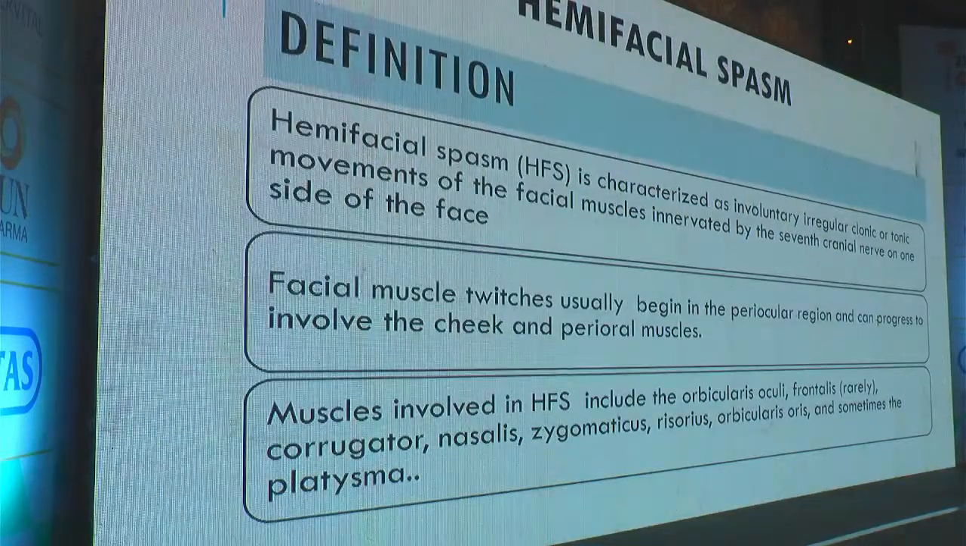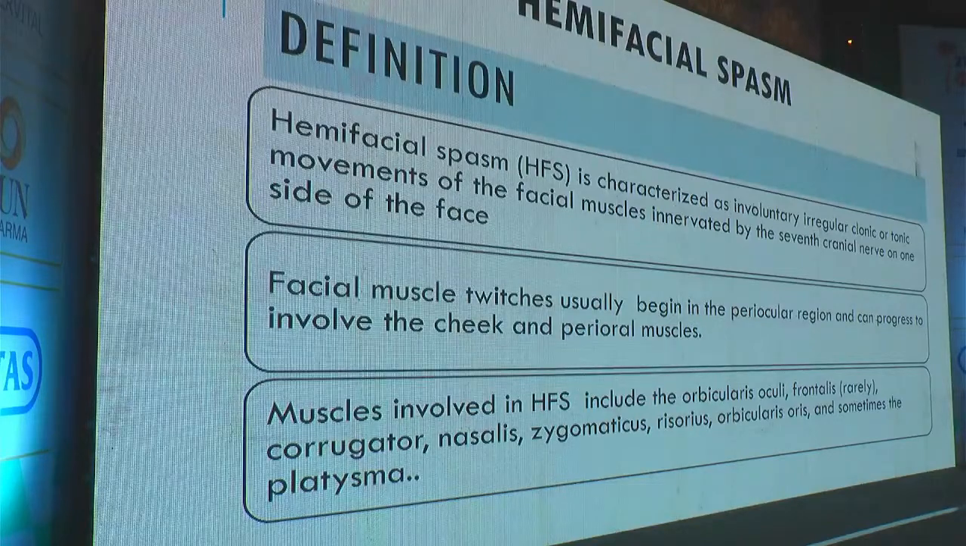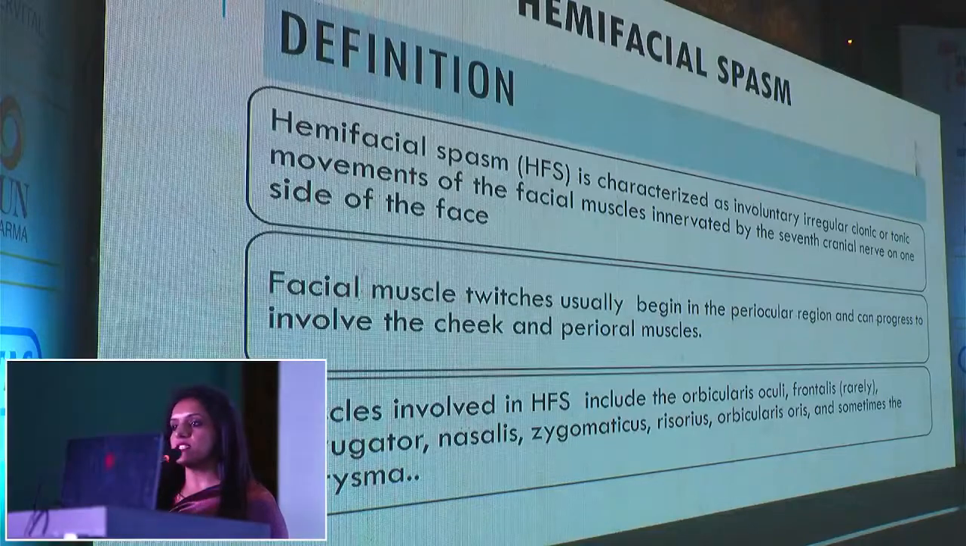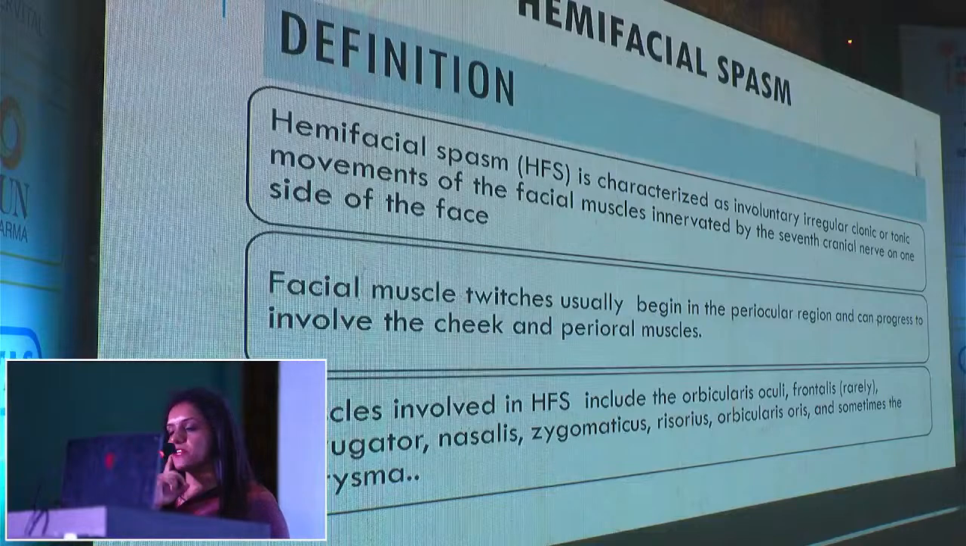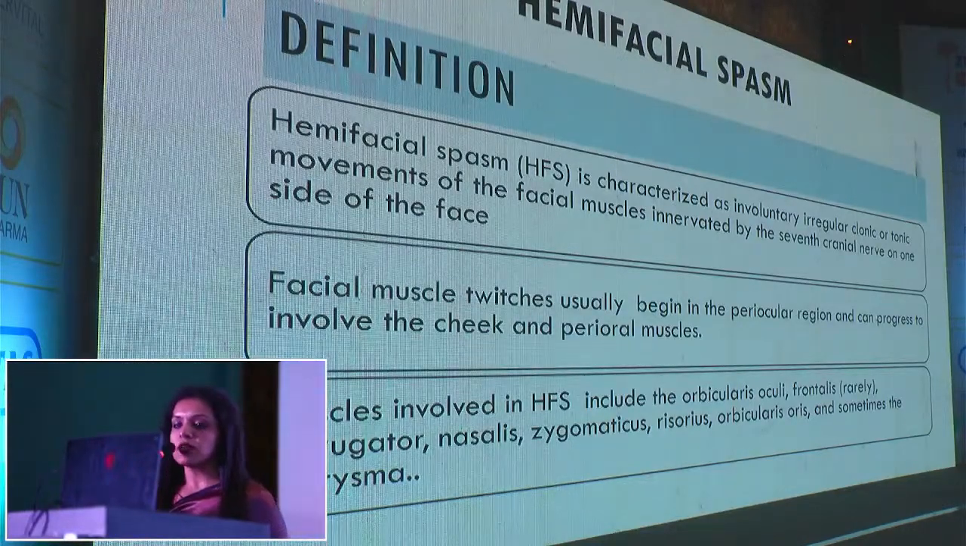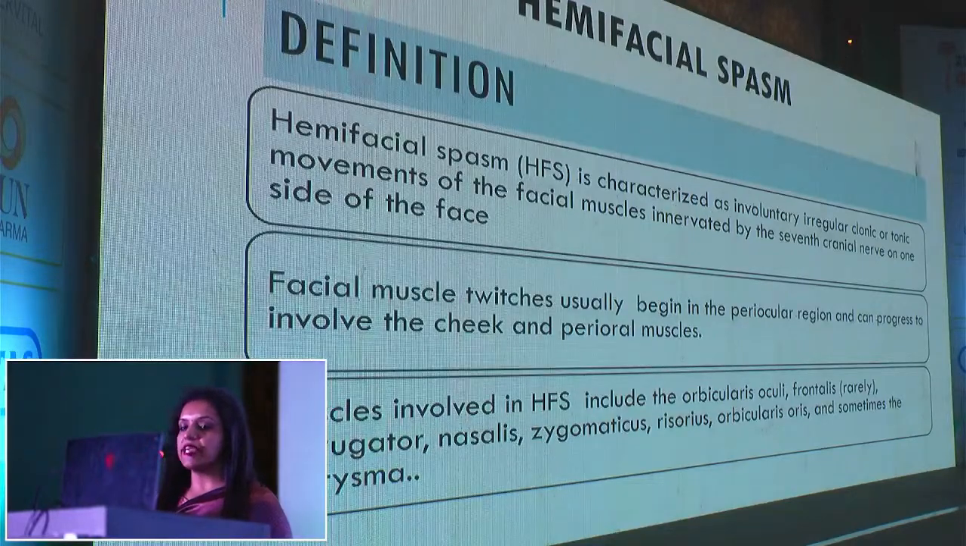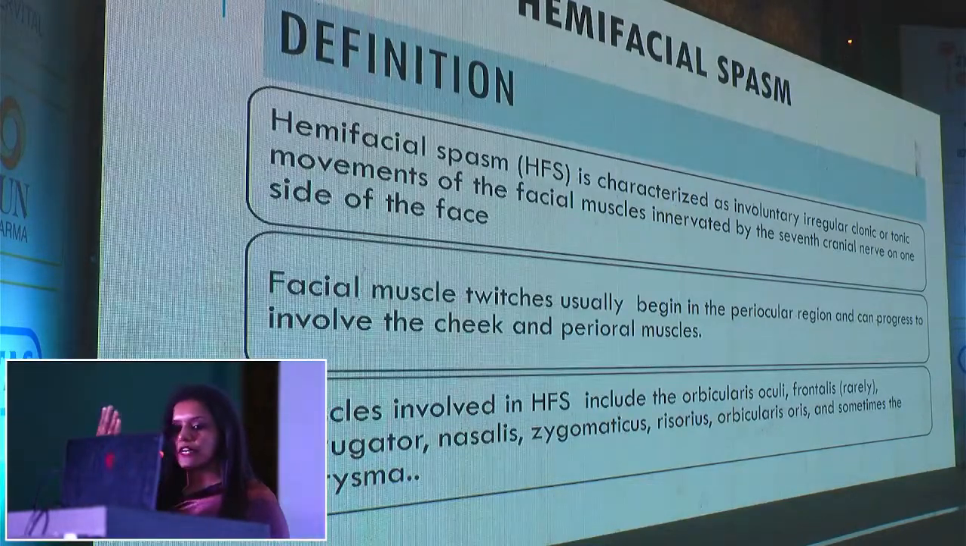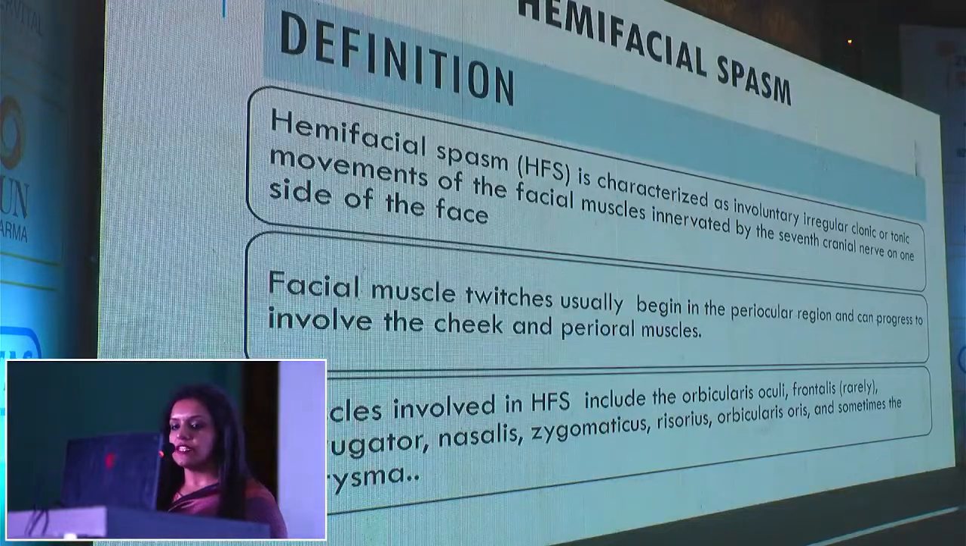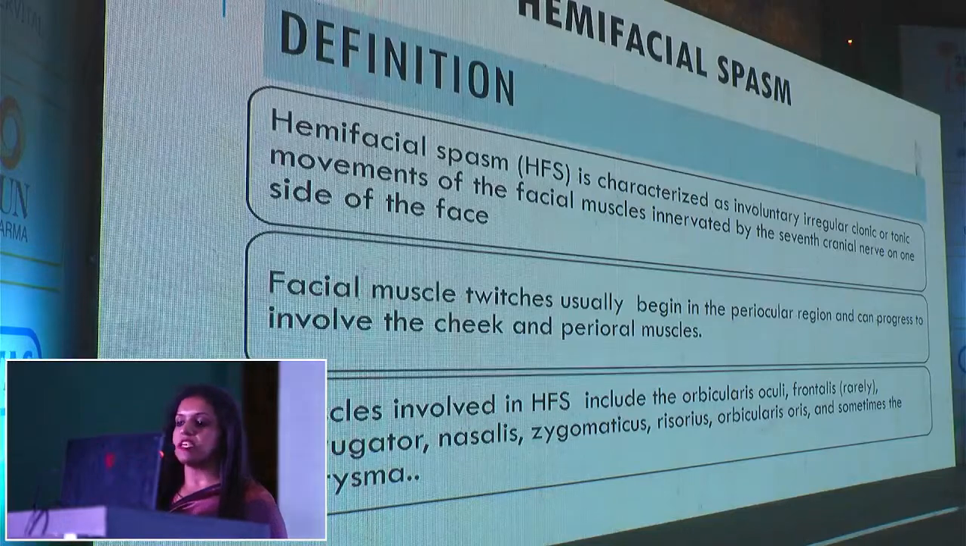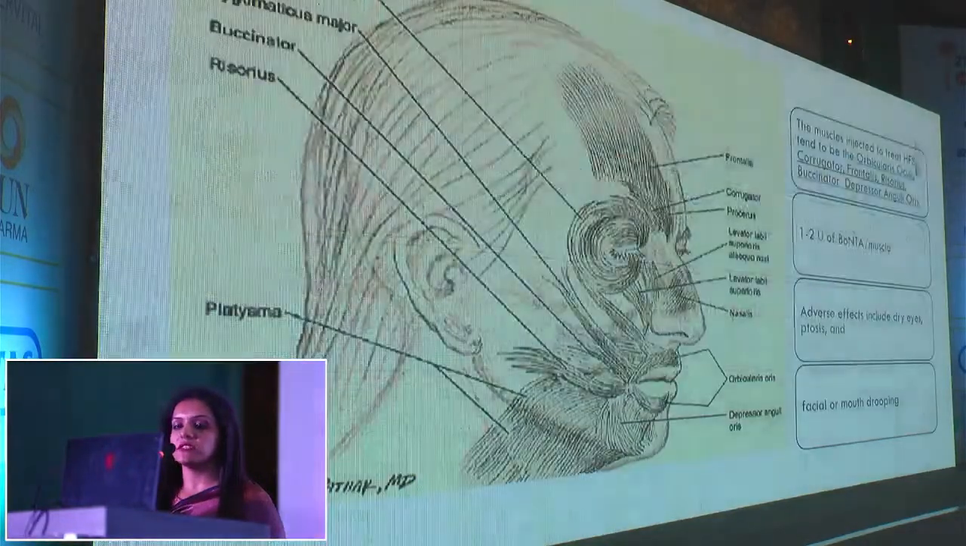Hemifacial spasm is the involuntary, irregular, tonic and clonic movements of the face, usually involving the 7th cranial nerve, which can present after Bell's palsy. In hemifacial spasm and facial synkinetic movements we inject Botox. Usually the sites are orbicularis oculi, frontalis, corrugator, nasalis, zygomaticus, risorius, orbicularis oris, and sometimes platysma is also injected in HFS.